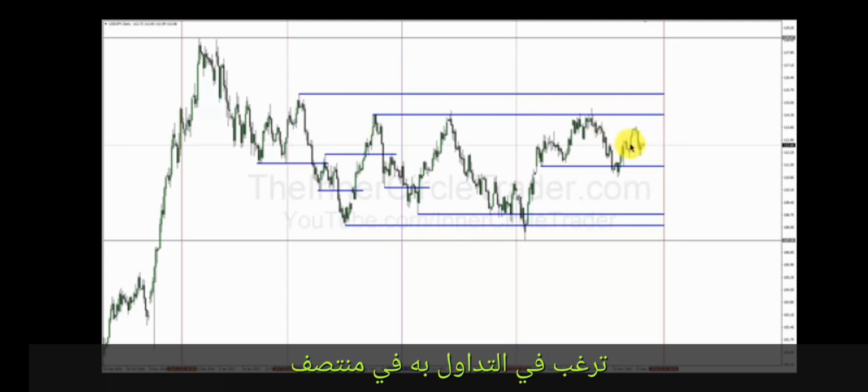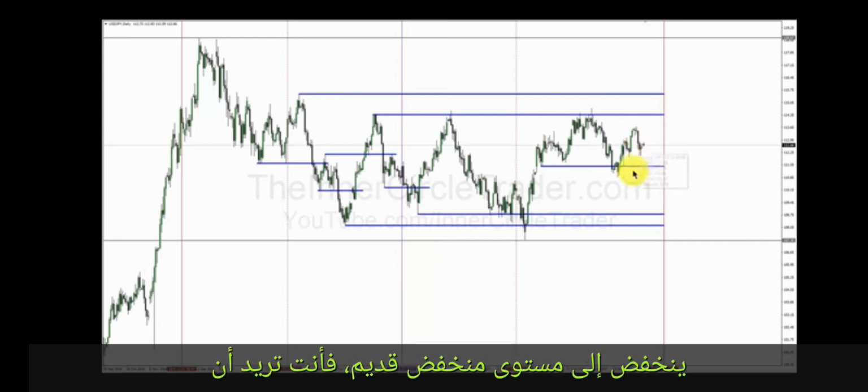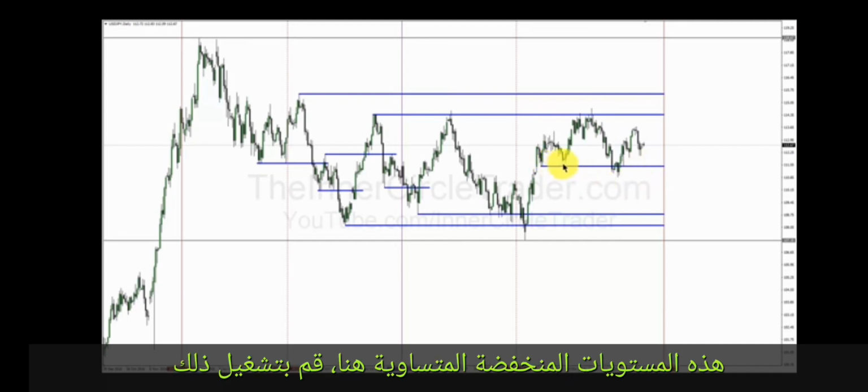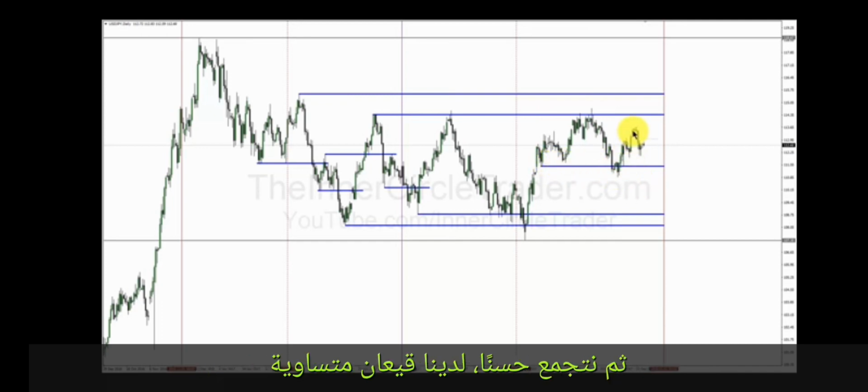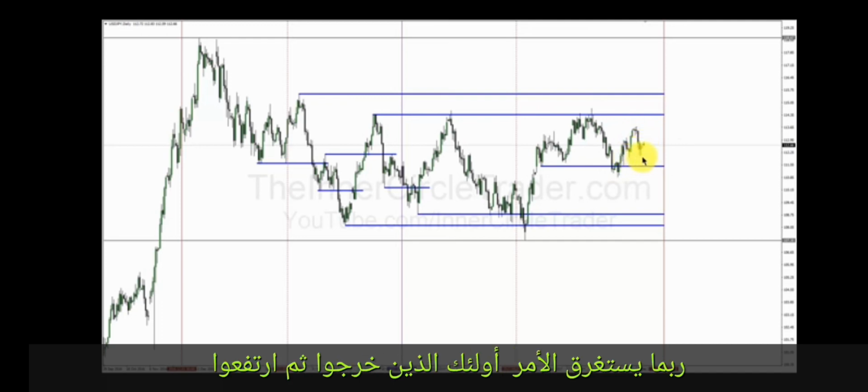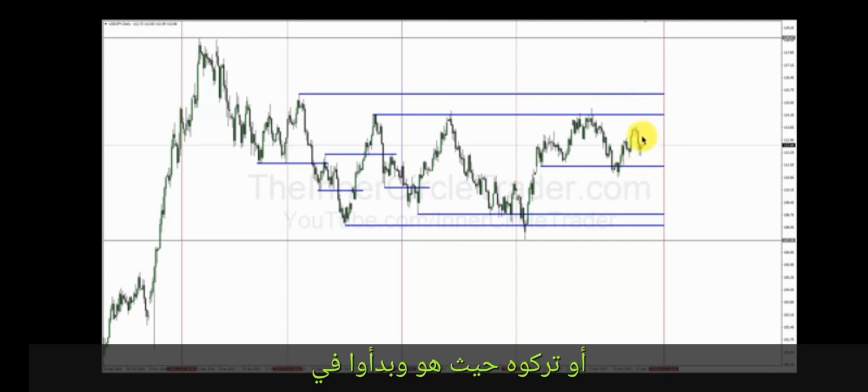So you don't want to trade it in the middle of the range. You want to trade it when it gets down to an old low. You want to anticipate it running an old low like it did these equal lows here. Run that and then rally. Okay, we have equal lows here. We'd like to see it trade down maybe, take those out and then rally up, or just leave where it's at and start running higher.